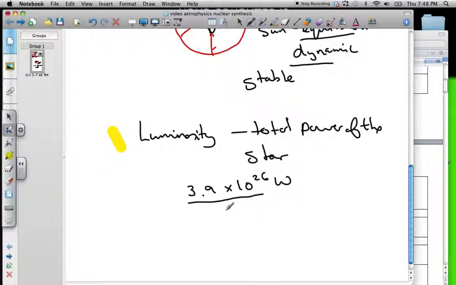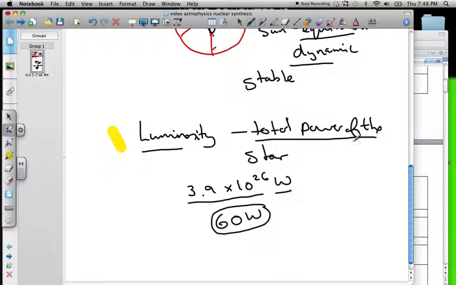We get the same thing with a light bulb. You may have a 60 watt light bulb. It means that the energy being given off is 60 joules every second, 60 joules per second. A watt is a unit of power. It's energy per unit time. So this is the luminosity. It's the total power of the star.